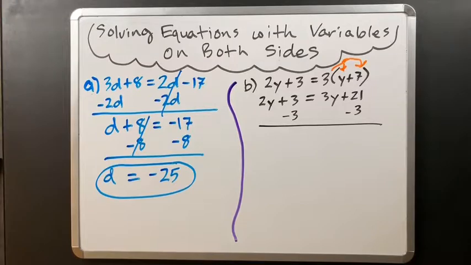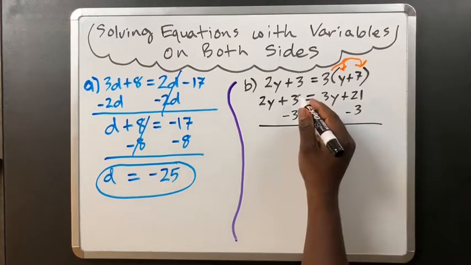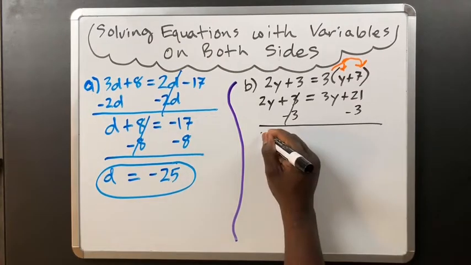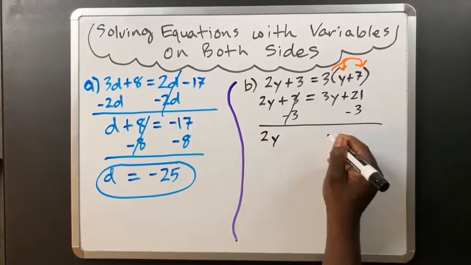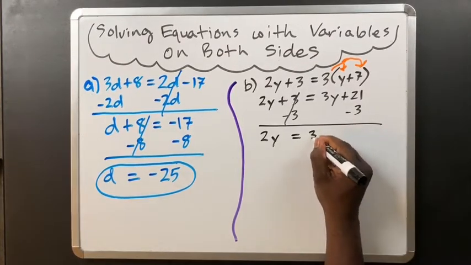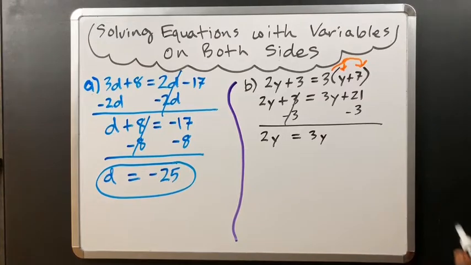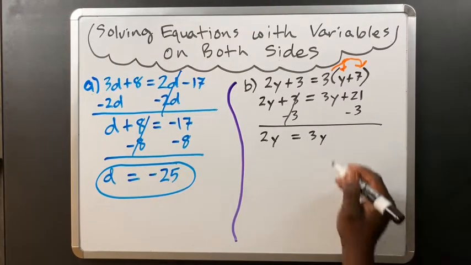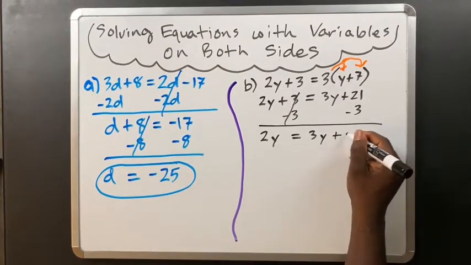and draw your line. Remember, we're adding down, so 3 plus negative 3 is 0. Bring down the 2 times y. Bring down equals. And then we bring down that 3 times y. We have 21 plus negative 3. That is equal to 18. So that's going to be plus 18.